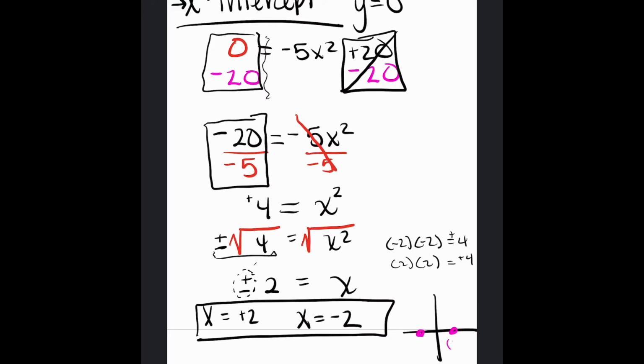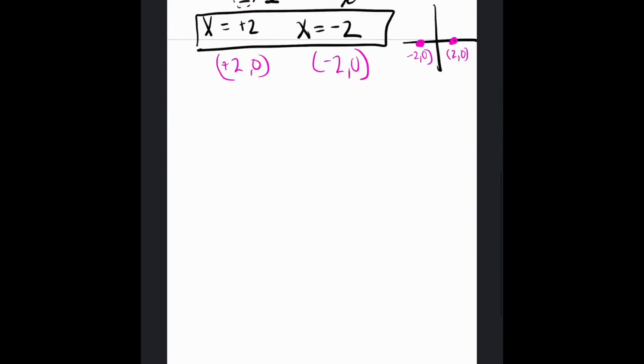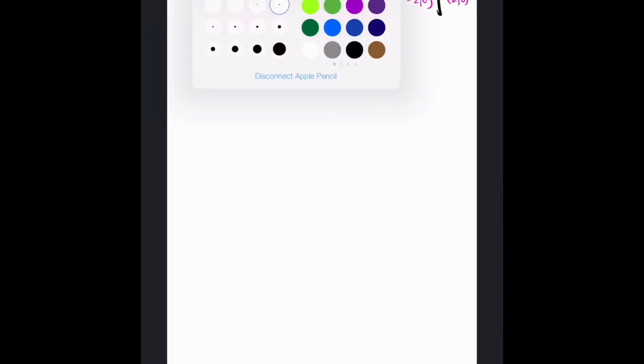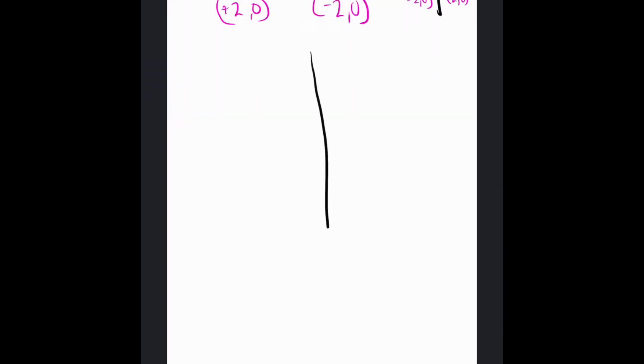These points would be 2, 0 and negative 2, 0. Negative 2, oops, positive 2, 0. And negative 2, 0. So let's actually put all of these points on an official graph now. I was doing a little sketch off to the side. But I'm going to just do a quick graph. It's not going to be perfect, so bear with me.